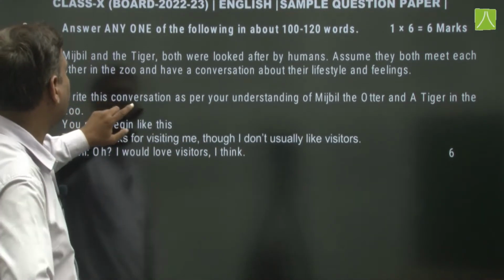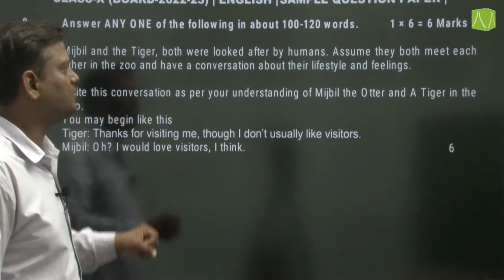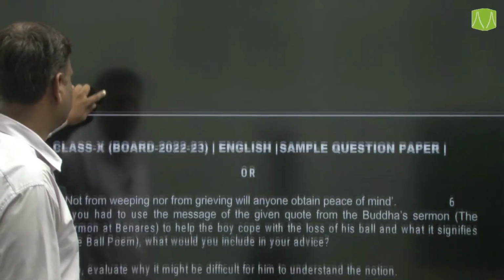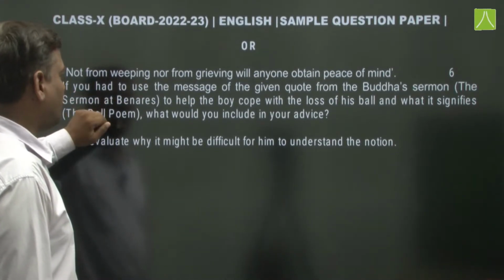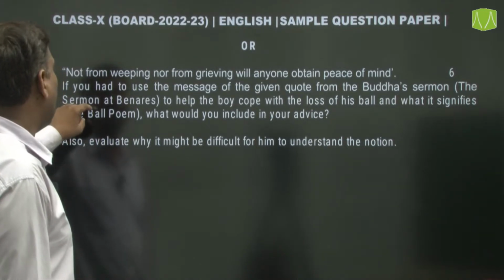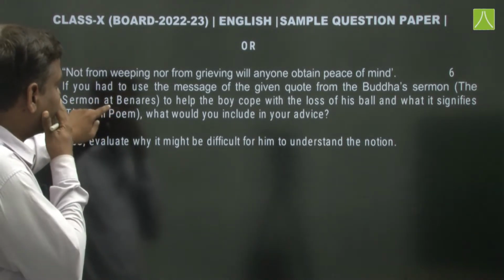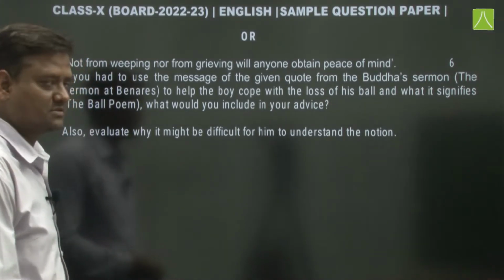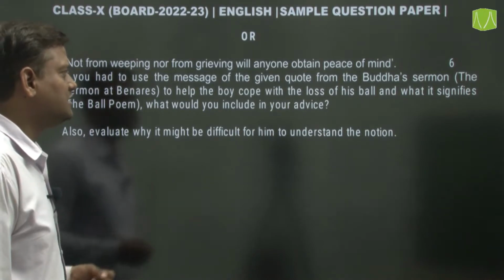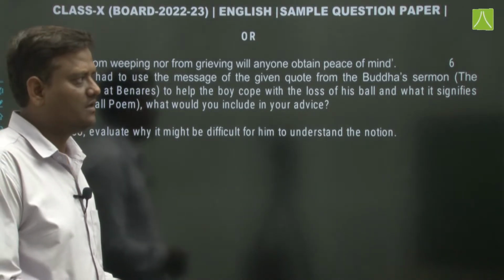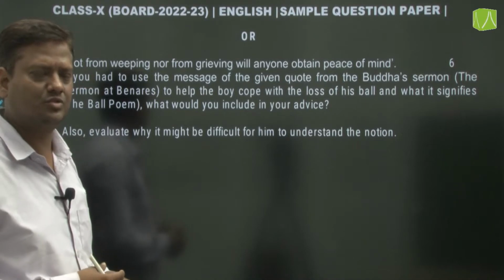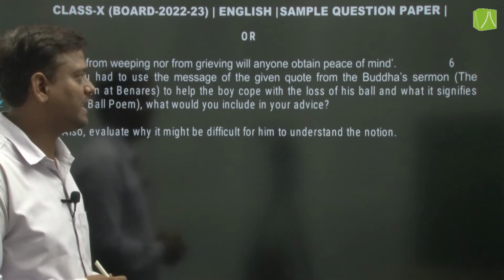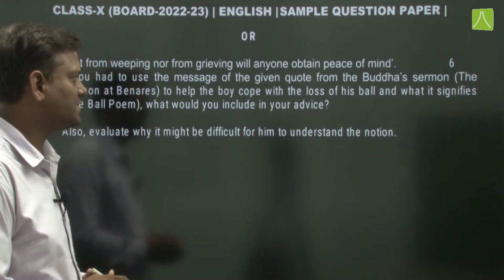Like here we have the question from our chapter, Mijbil the Otter, or we have the question from "Not from weeping nor from grieving will anyone obtain peace of mind." It is from our chapter The Sermon at Benares. So you can see this question belongs to our book First Flight. So poem, drama, stories, chapters are there. So any chapter or drama or poem can come in this long answer question.